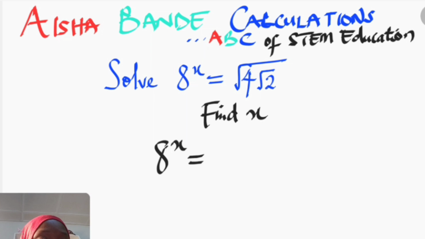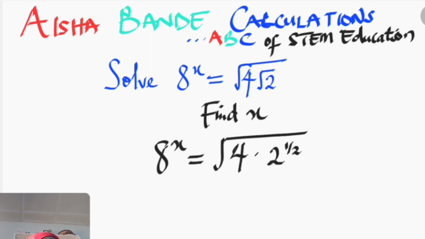the right hand side. We have the root of 4 and the root of 2 can be written as 2 to the power of half, right? Because from the law of indices, if you have the root of a, this can also be written as a to the power of 1 over 2. Now, since the 2 we have here, inside the square root and we have 4, we have 8 to the power of x on the left hand side.